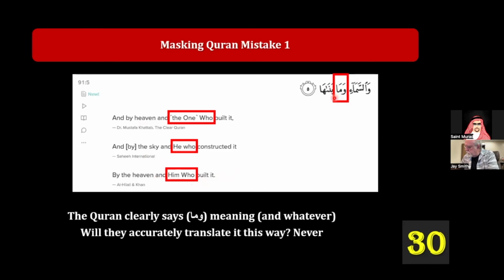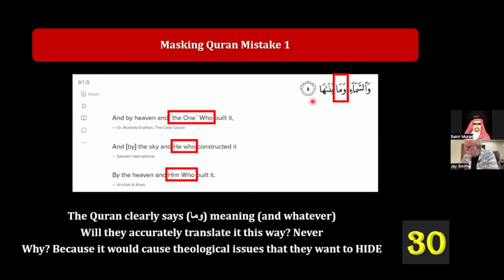Now this might be a mistake in the Arabic. وَمَا should be وَمَن, but anyhow the Quran translators should have it as "and the heaven and whatever has built it." Now, why would they hide this? Because, of course, it will cause theological issues that they want to hide. And at this point, I want to ask you, what do you think of this example?